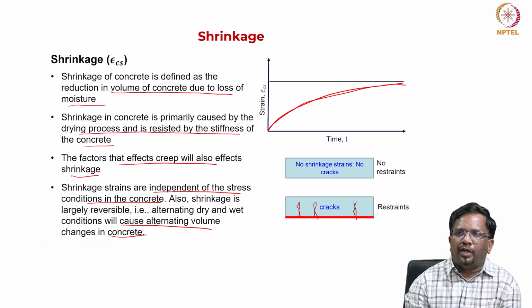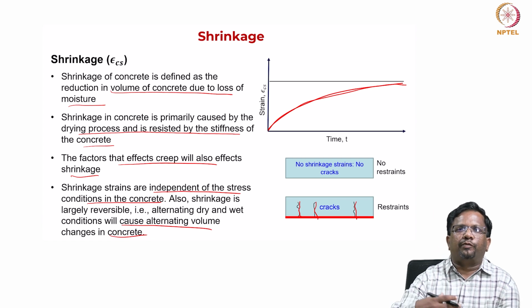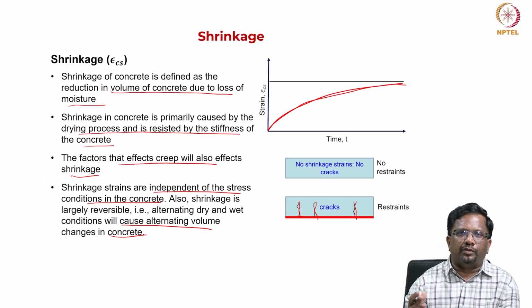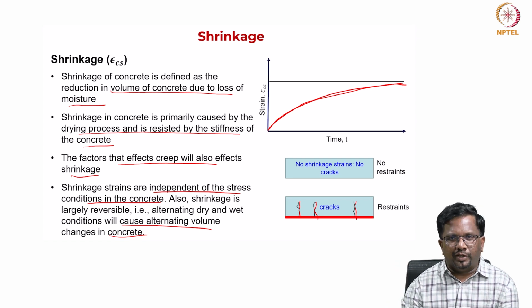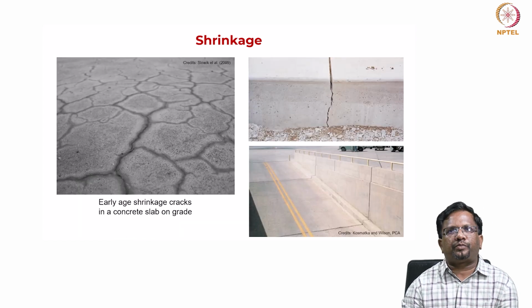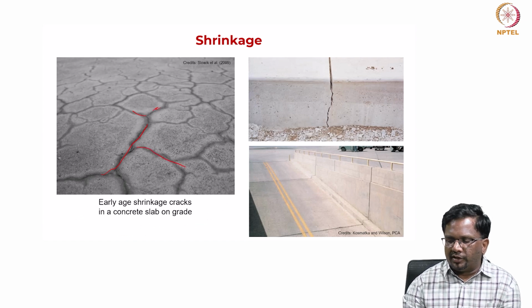That is the reason in the initial period we need to cure the concrete really well, so that the escape of moisture does not happen at early ages, at least up to 7 days. Most of the shrinkage related problems happen at early age. So, if you cure the concrete really well, then the shrinkage strains can be reduced to a large extent. These are the type of cracks that you get. These are all early age shrinkage cracks in the concrete.